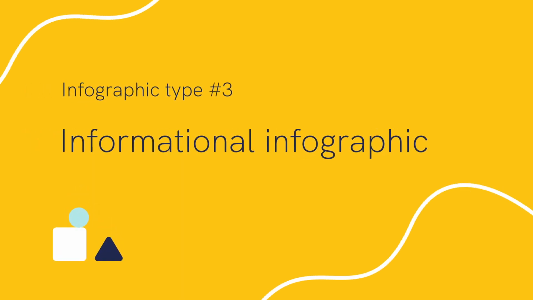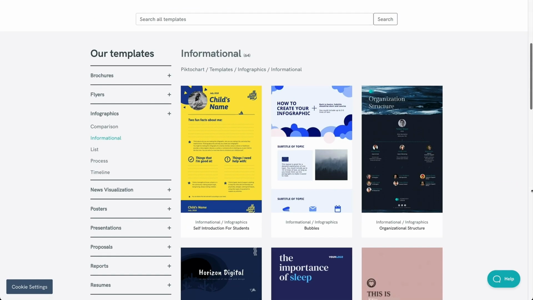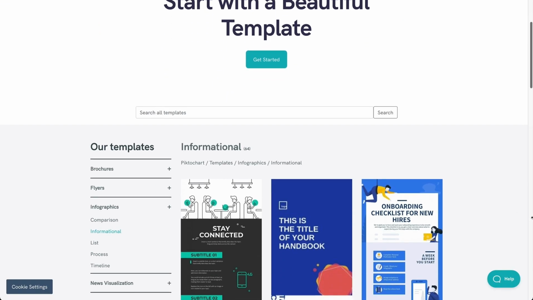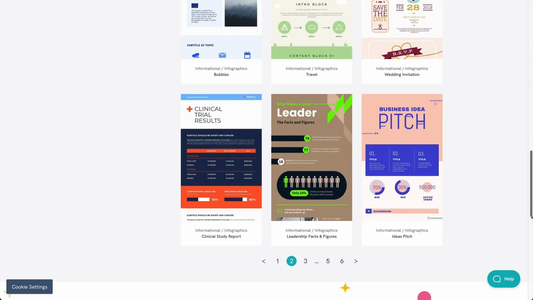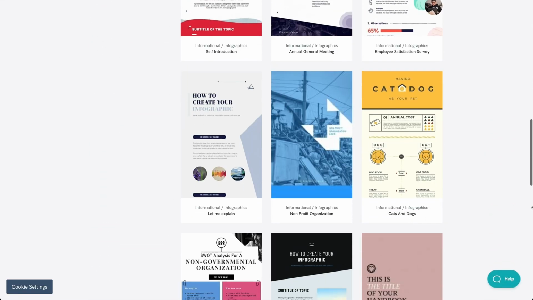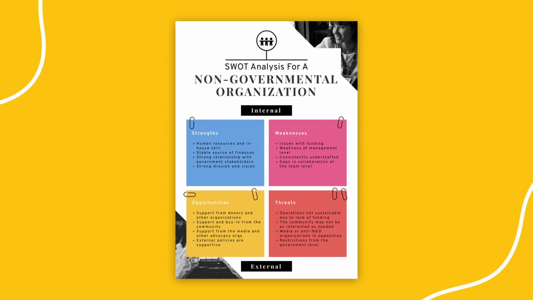Infographic type 3, informational infographic. If you're about to present a highly technical subject to an audience who is not familiar with the topic, go for an informational infographic. For example, anyone who's new to the SWOT analysis would be able to grasp the concept right away by looking at this infographic.